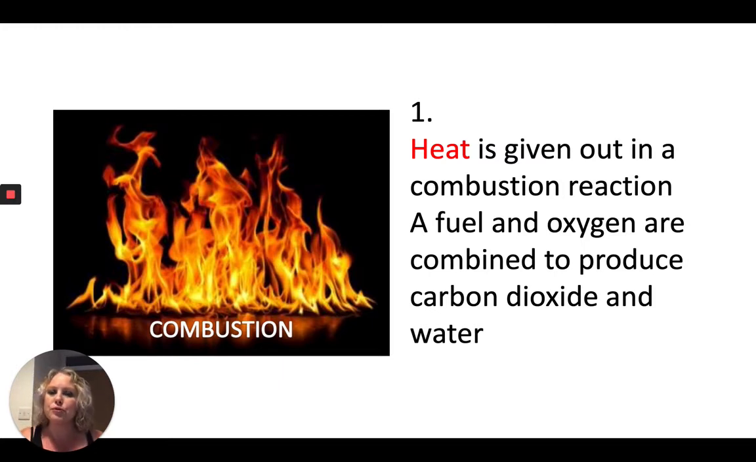Okay, so combustion, heat is given out in a combustion reaction, so it's an exothermic reaction. Fuel and oxygen are combined to produce carbon dioxide and water. Can you write down, maybe pause the video, you can write down the symbol equations. You could use a fuel like methane. Can you remember what methane's symbol is? Write out a balanced symbol equation for that reaction. Right, remember oxygen's diatomic, O2.